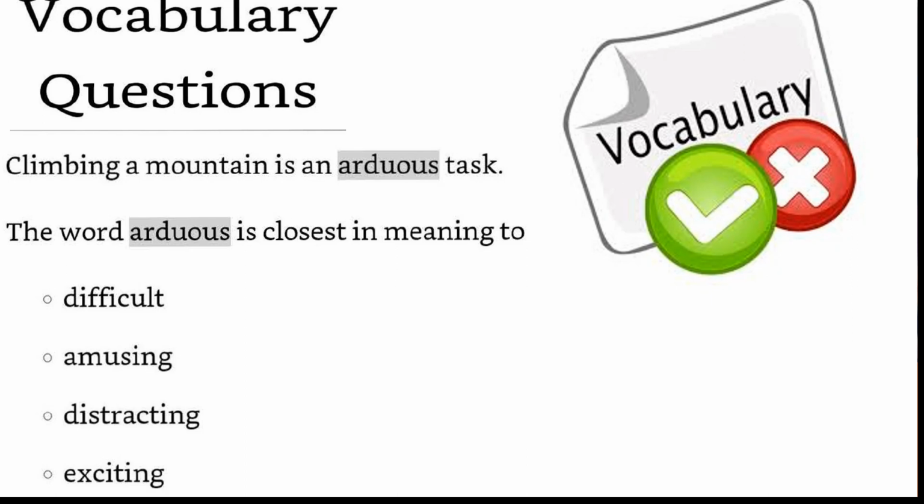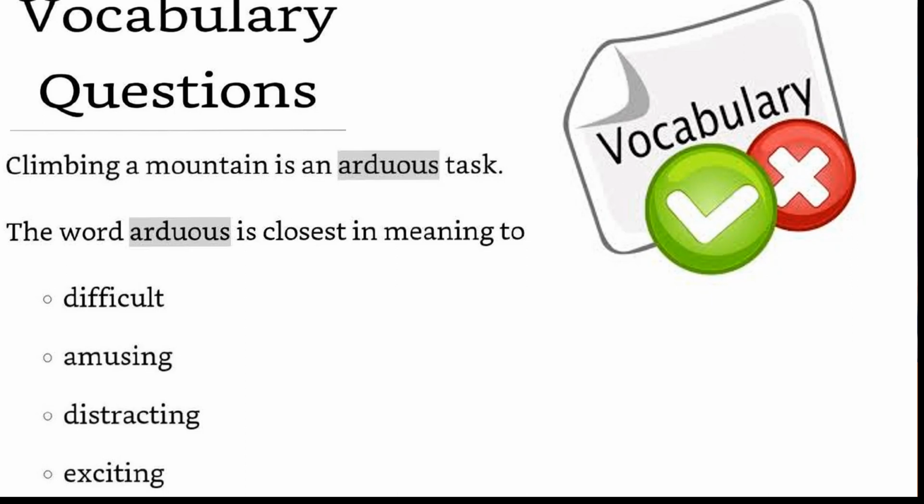So, if you don't know the word, look it up in your dictionary. Practice new words very often. Studies show you need to use a new word actively. Let's get started with the vocabulary question. Vocabulary questions are easy to identify. The question will look like this, with the word highlighted in gray. Here it is.